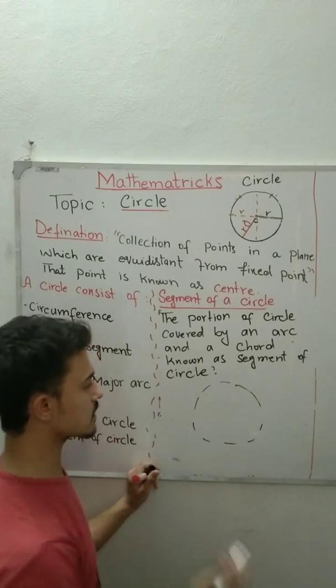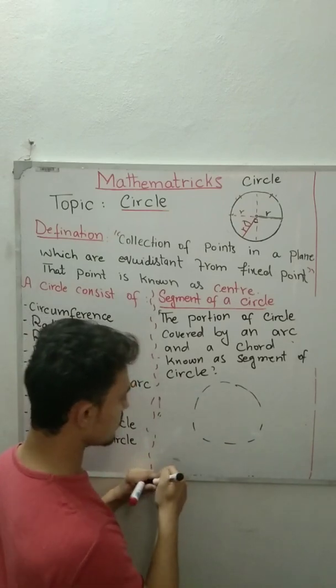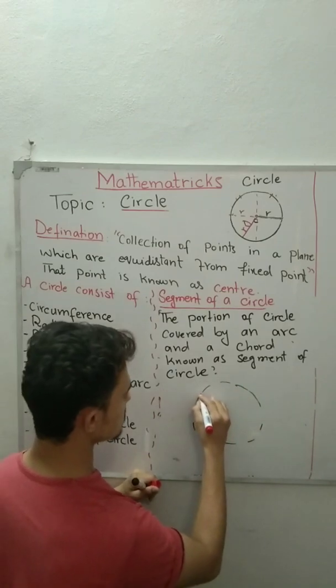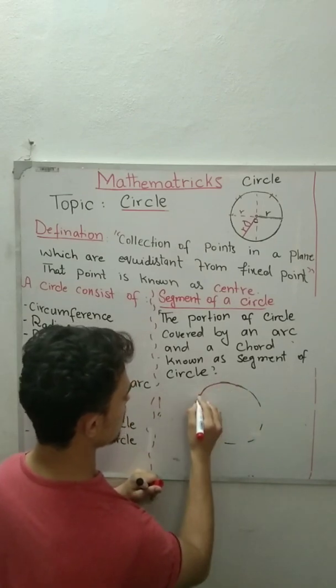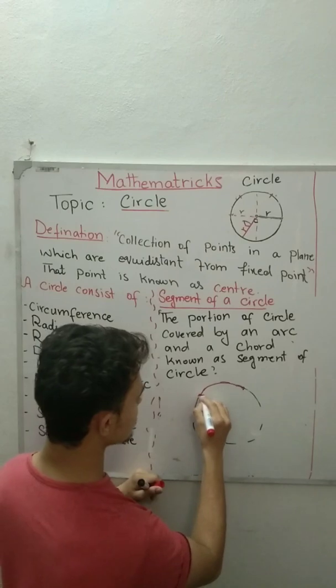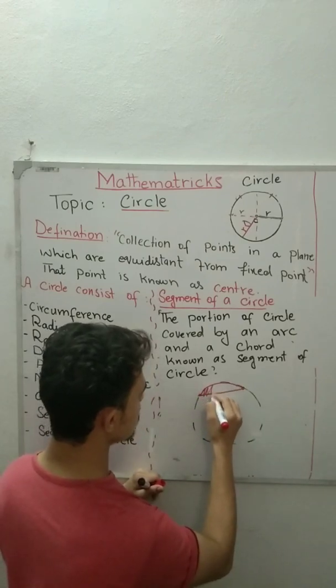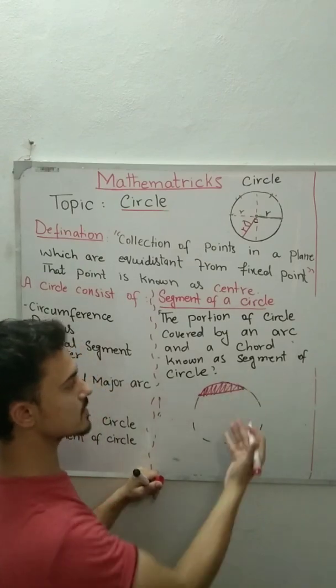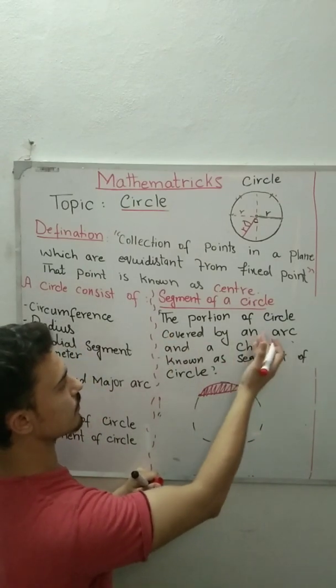So here you can see a circle. The path followed by an arc and a chord. Suppose that is my arc and that is my chord. So the region covered by an arc and a chord is known as a segment of a circle.